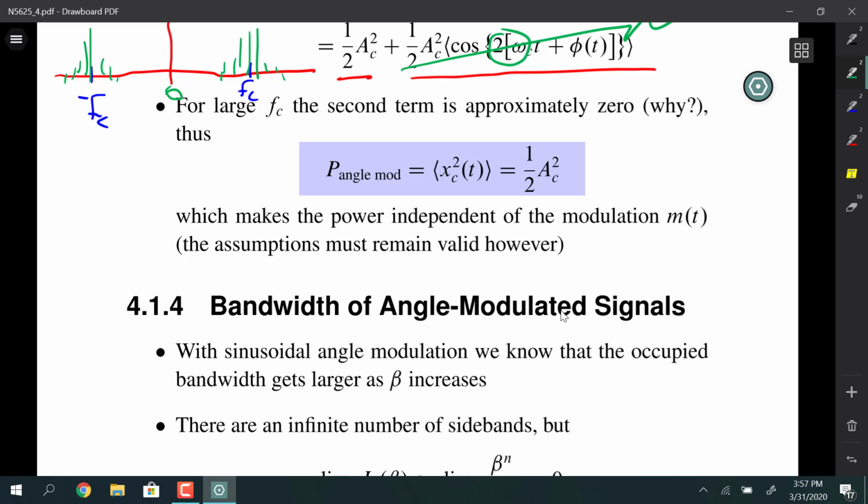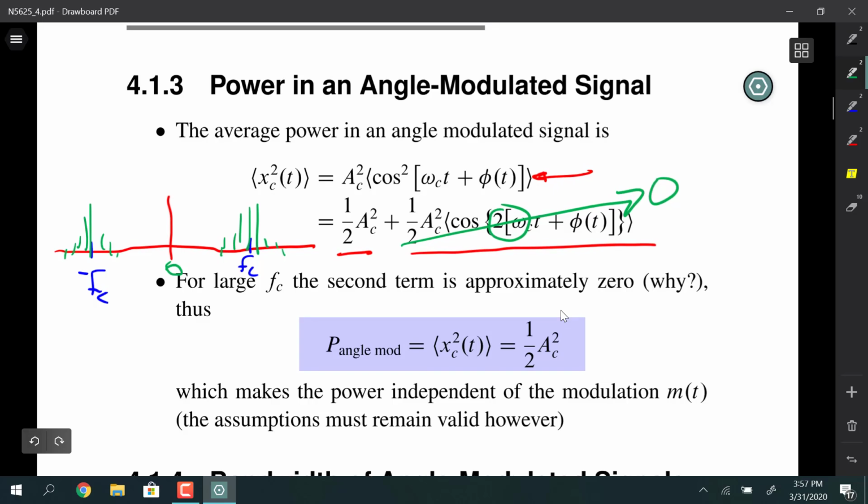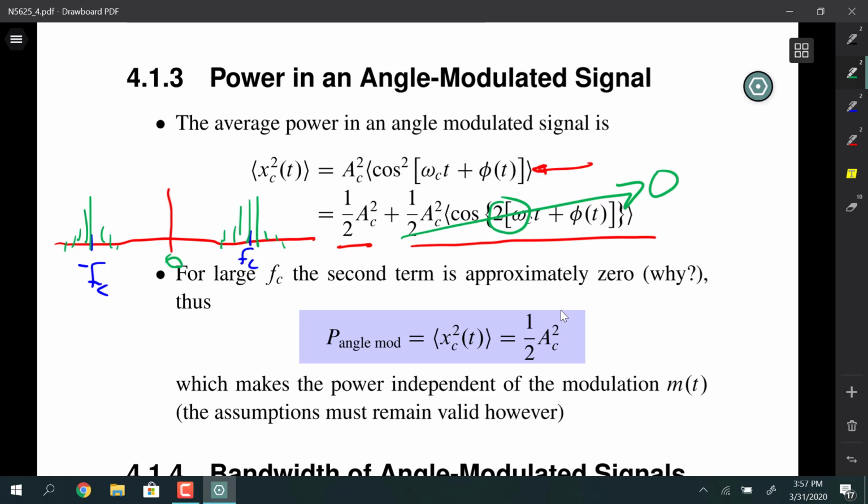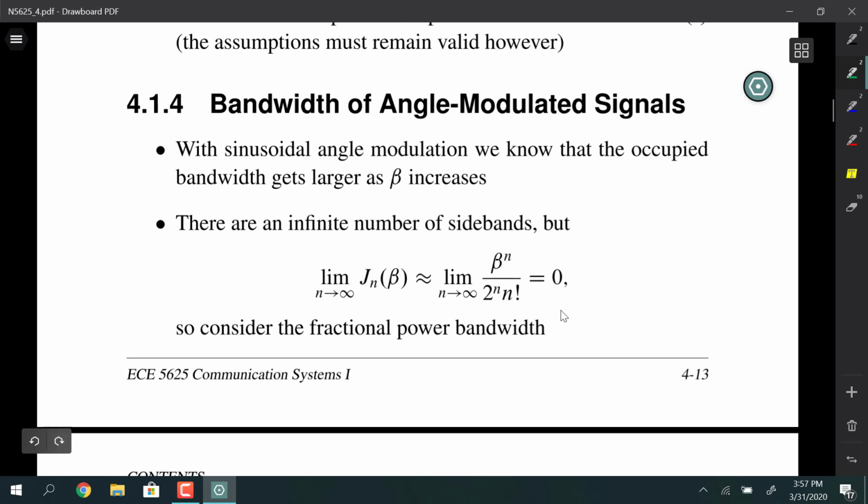It's just simply 1/2 times the amplitude squared. And the envelope, like I said before, is constant. It does not change over time. And we know that to be the case because if you look at our angle modulated signal, there's no deviation out in front. There's just A_C times cosine(omega_c t plus phi(t)). So the envelope of the angle modulated signal is a constant.